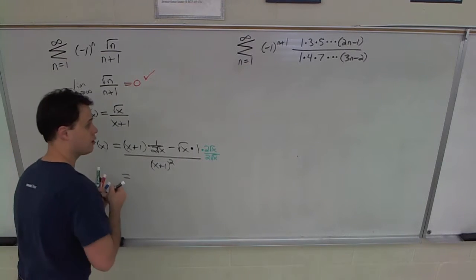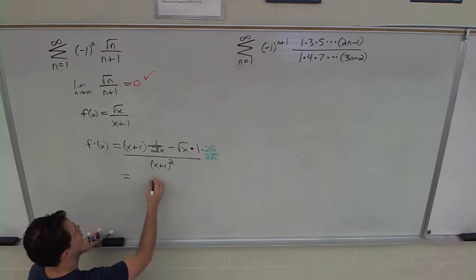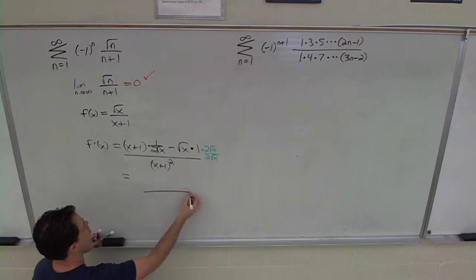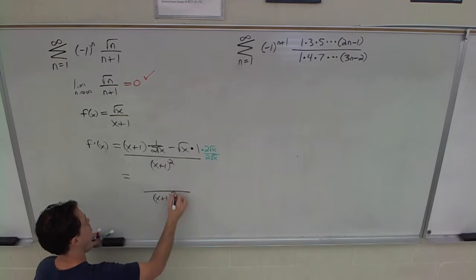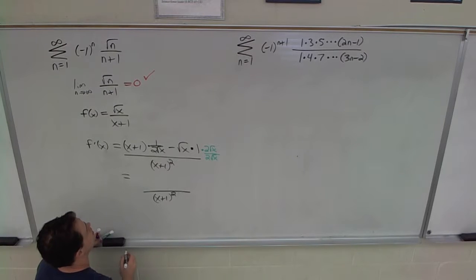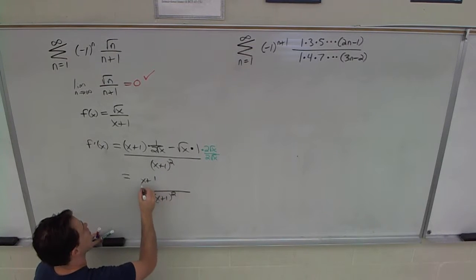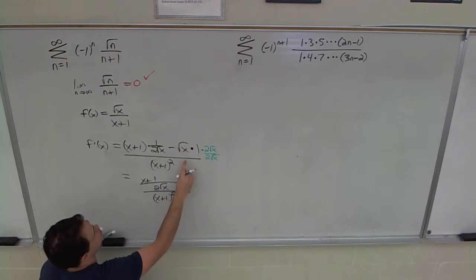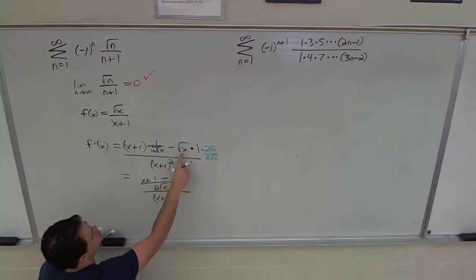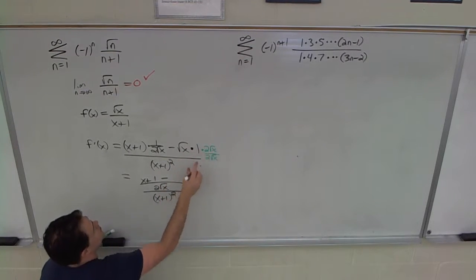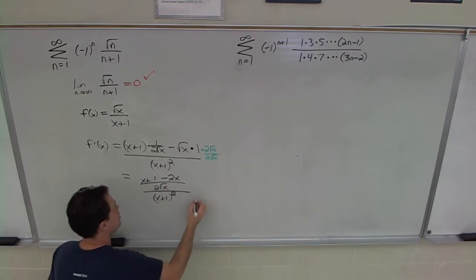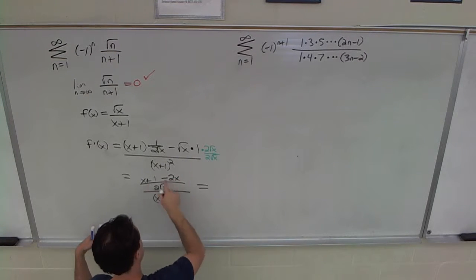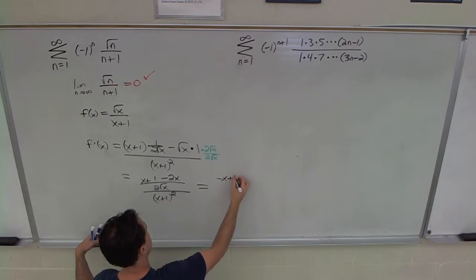Nice clever one there. So now we're going to have it all over x plus 1 squared. And then on top we've got x plus 1 over 2 root x. And now this is also over 2 root x. So we've got minus root x times 2 is 2x. So that's going to be x minus 2x, which is minus x plus 1 over 2 root x.